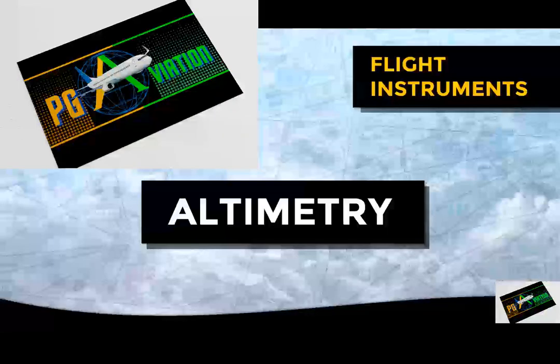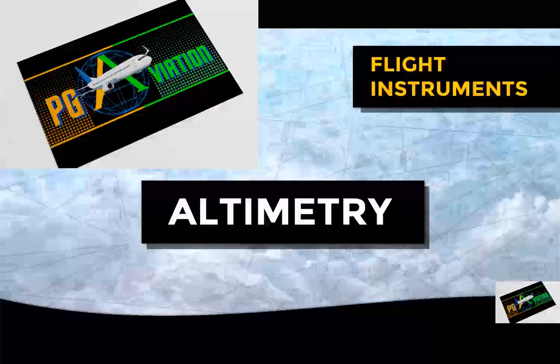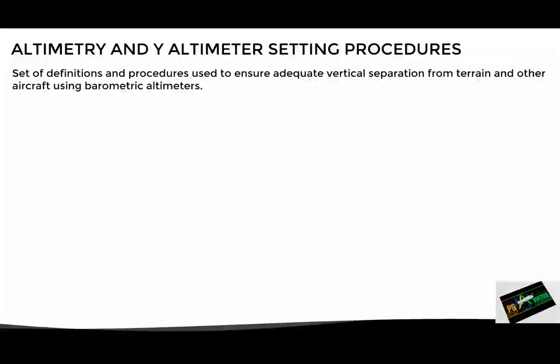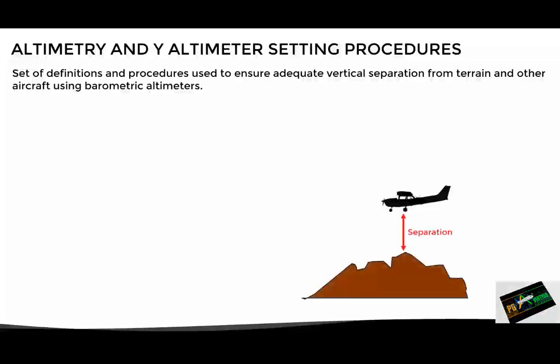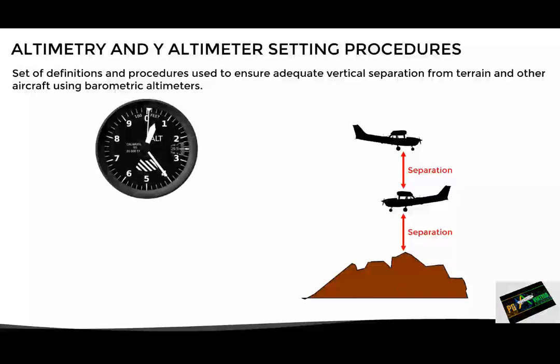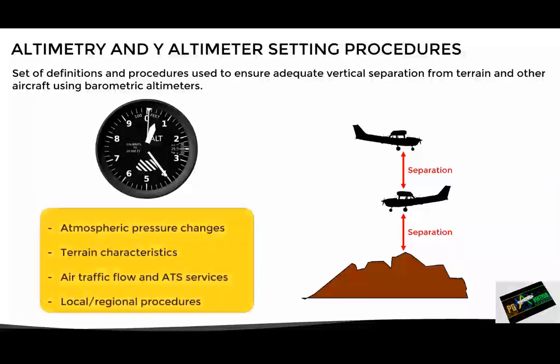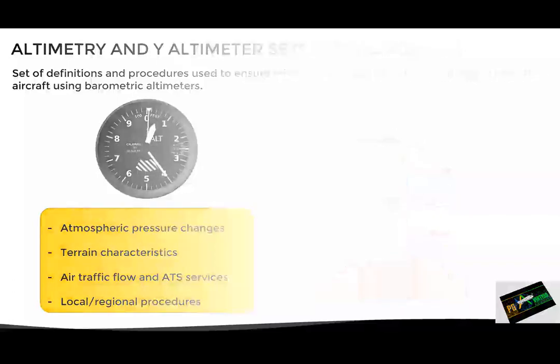We will talk about altimetry and altimeter setting procedures. These are a set of definitions and procedures used to ensure adequate vertical separation from terrain and other aircraft using barometric altimeters, which are the altimeters that we find on all aircraft. These procedures take into account daily changes in atmospheric pressure, terrain characteristics, air traffic flow and ATS services provided, as well as all applicable local or regional procedures.